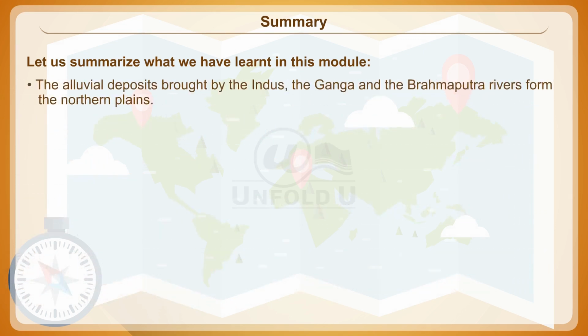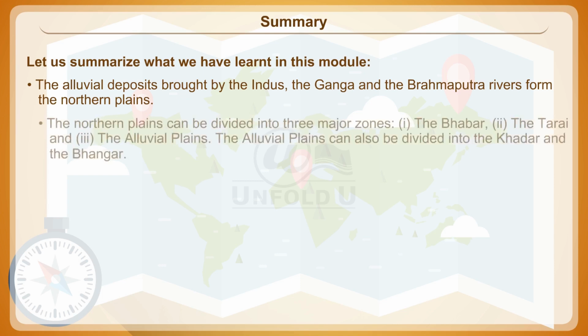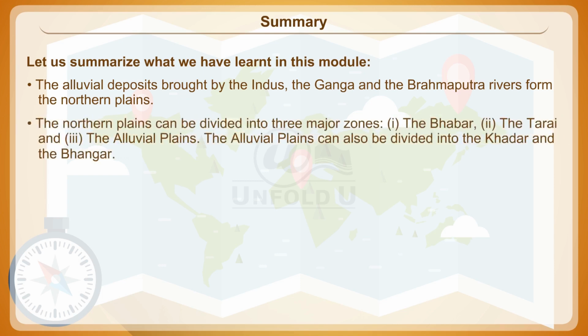The alluvial deposits brought by the Indus, the Ganga and the Brahmaputra rivers form the northern plains. The northern plains can be divided into 3 major zones. 1. The Bhabar. 2. The Tarai. And 3. The alluvial plains. The alluvial plains can also be divided into the Khadar and the Bhangar.